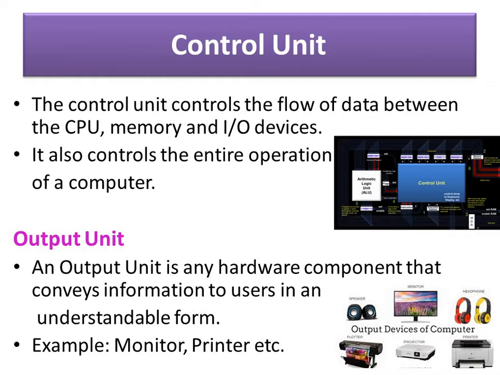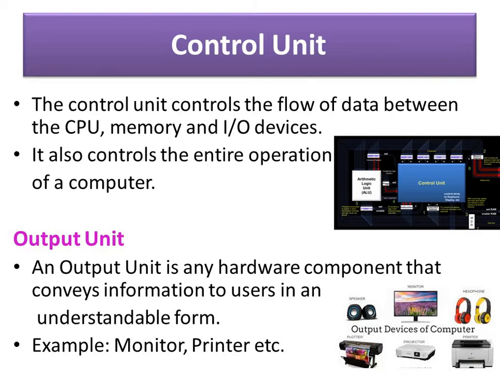Now we will move on to the next unit of the computer, that is the output unit. Children, output unit is any hardware component that conveys information to the user in an understandable form. It will convey the information to the user, which the user can understand. It could be the display on the monitor as soft copy, or it could be a printout on the printer, which is a hard copy, or maybe on the projector, or it could be a speaker which will play your audio, and so on.